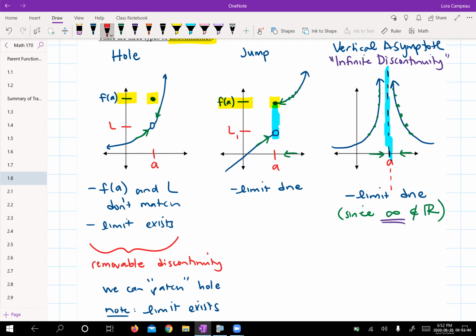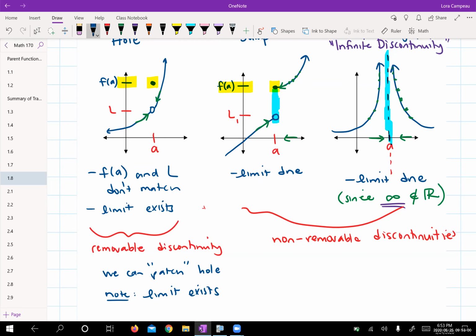See if I can write that down. There we go. So non-removable discontinuities. And one of the heads up on some of those is you'll see, well, it's not really removable, but a little note on this is that the limits don't exist. So it kind of gives you something to look at.